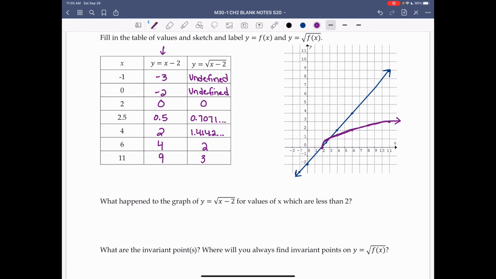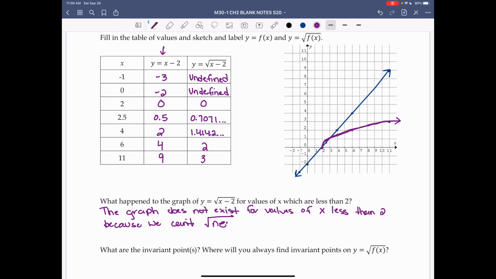What happened to the graph of y equals the square root of x minus 2 for values of x which are less than 2? The graph does not exist for values of x less than 2, because we can't square root a negative number.